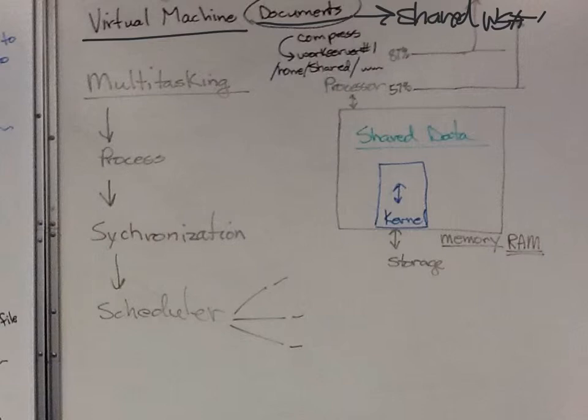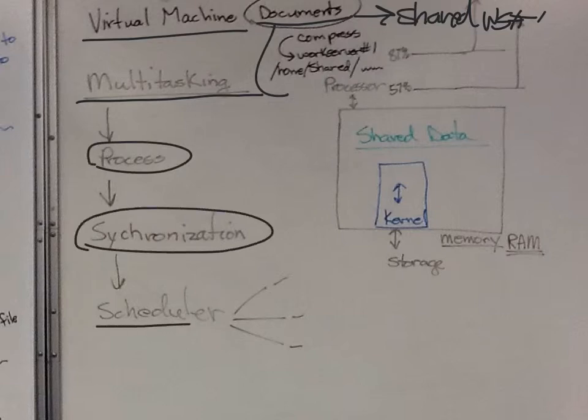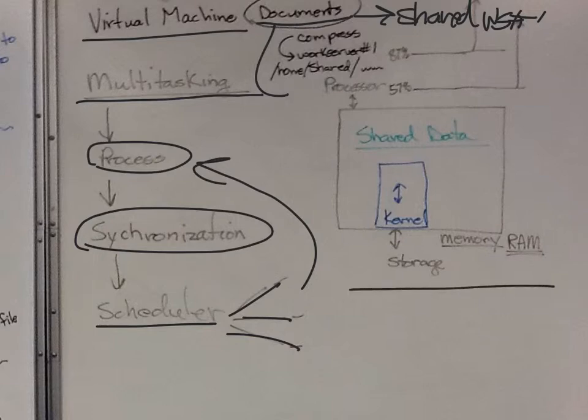Talk about multitasking, process, how do we synchronize? So we have a scheduler, different ways to schedule. What process gets use of the machine? And then I talked about some examples here. Kernel, shared data, memory, and out here too, storage.